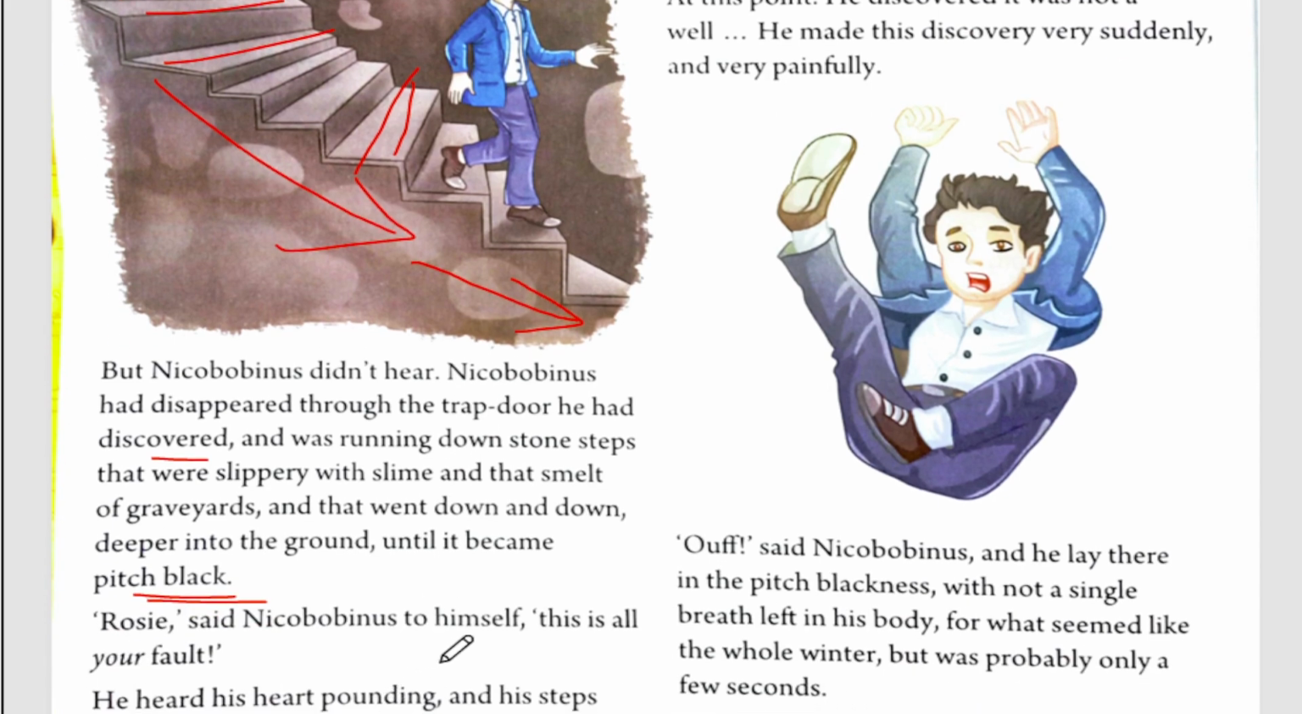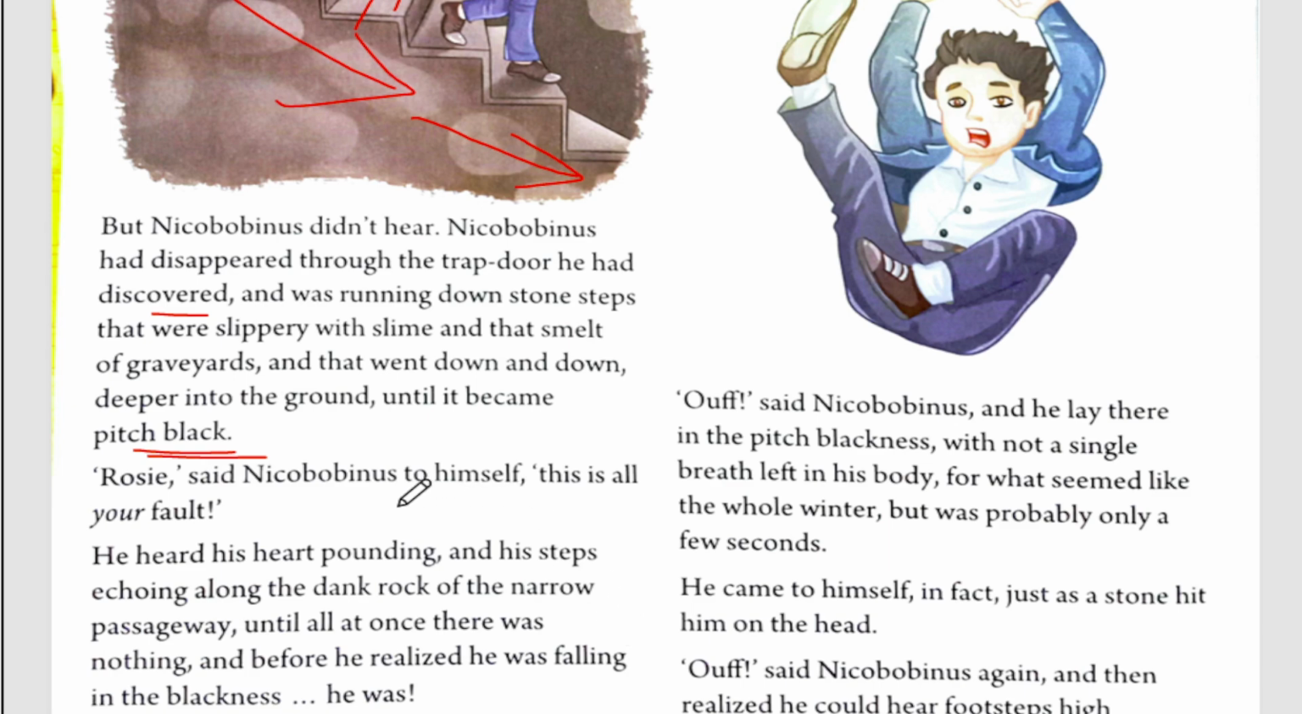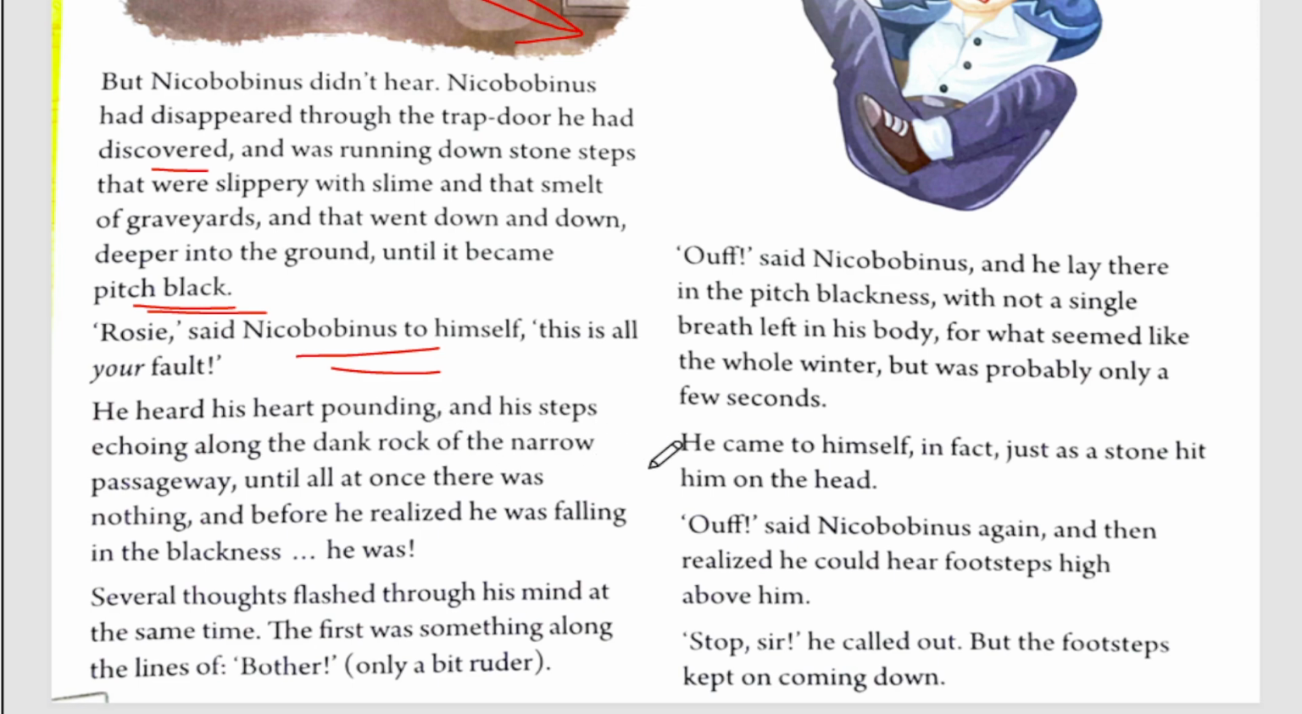"Rosie," said Nicobobinus to himself, "this is all your fault." Now, Nicobobinus started blaming his best friend Rosie, because of her he had fallen down into this garden and now he is experiencing all these spooky or haunted things. He heard his heart pounding and his steps echoing along the dank rock of the narrow passageway until all at once there was nothing, and before he realized, he was falling in the blackness. He was. So here there is a pause.